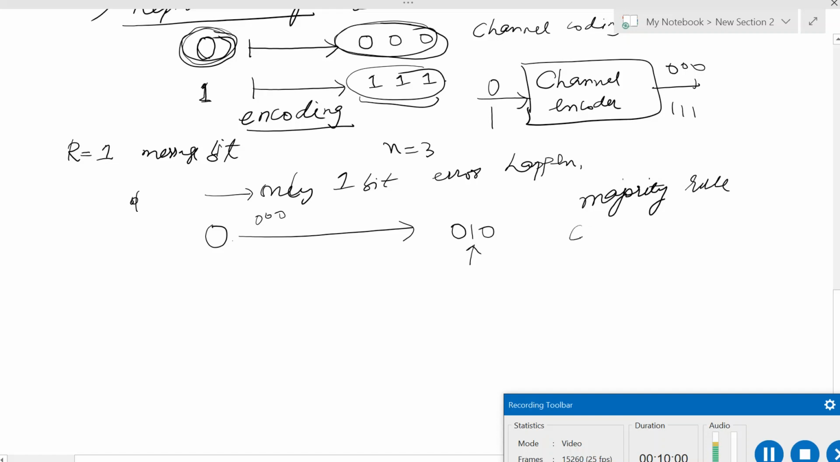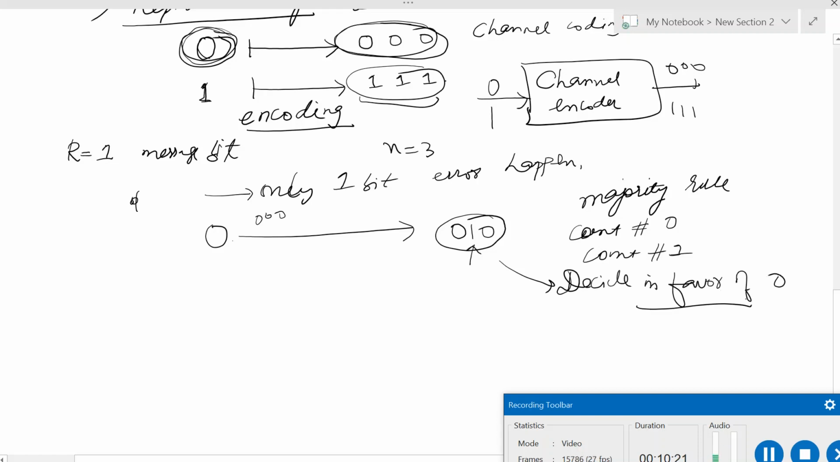But what is the majority rule? The receiver will count the number of zeros and count the number of ones. Whichever is greater, decide in favor of that. So here we see that the number of zeros is 2, the number of ones is 1. So decide in favor of 0.